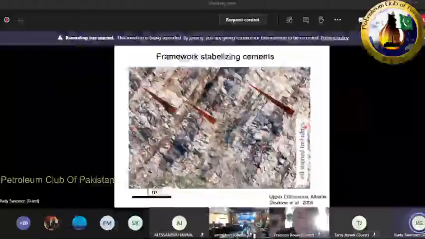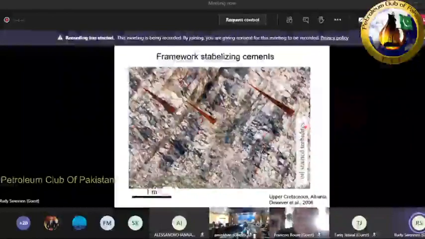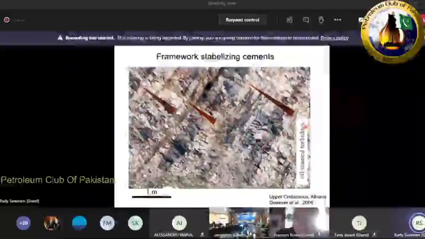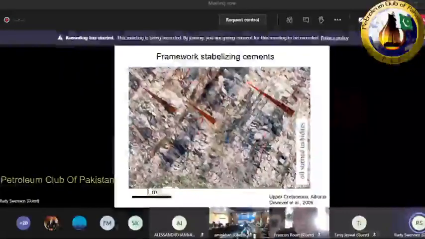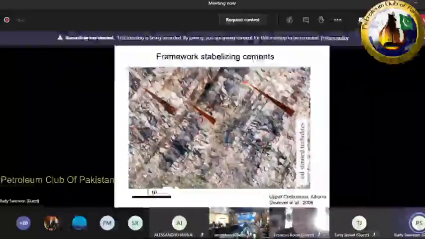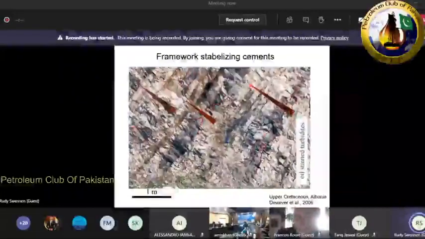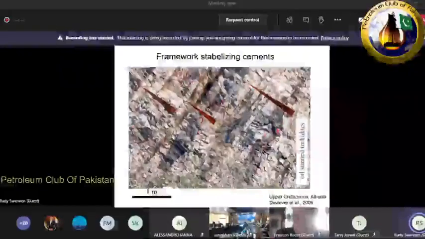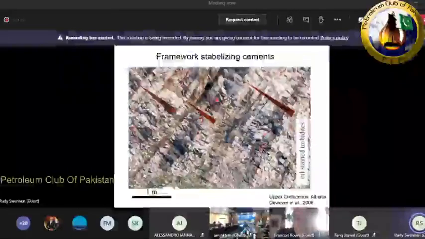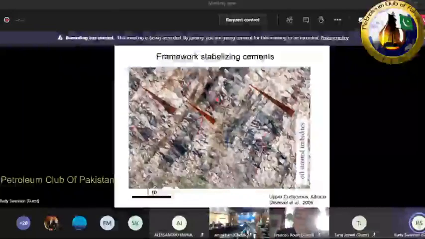Here we have an example of framework stabilizing cements. These are turbidites, and they are oil stained, as you can see. So the black color is oil stains. The red arrows indicate fining upward sequences. And in this case, whenever we had turbidites which were more than 30 centimeters in thickness, we had some units of the turbidite in the lower part which contained matrix porosity, and this matrix porosity is linked, in fact, to framework stabilizing cements.